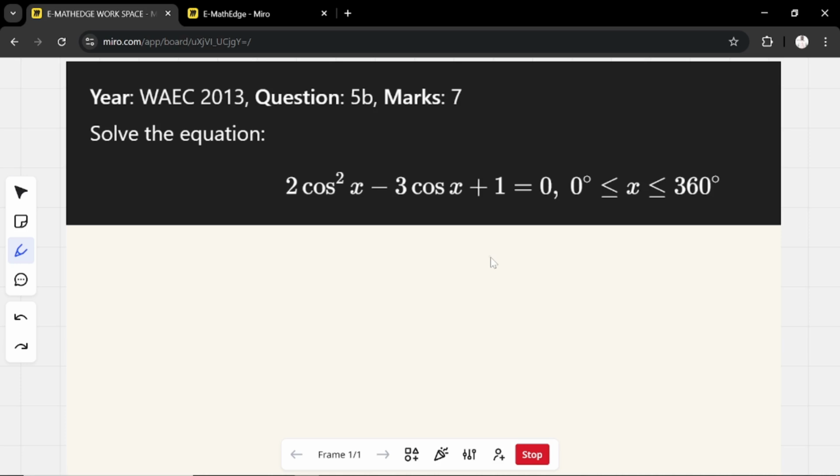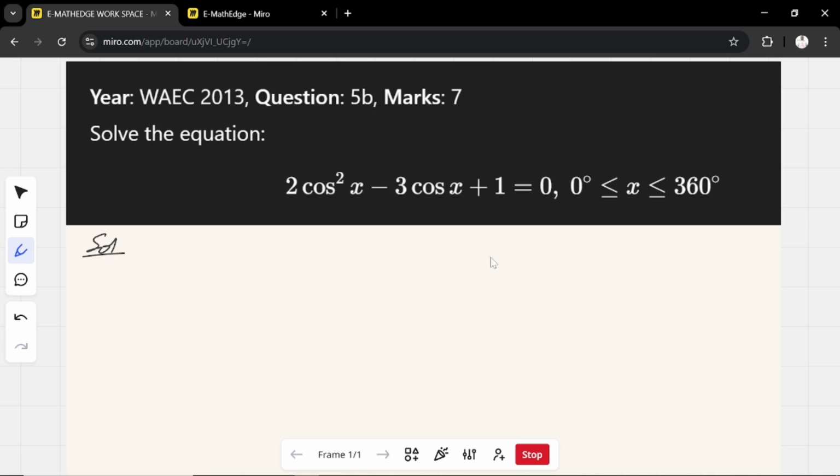So what this condition is actually saying is that whatever value or set of values you are going to obtain for x must range from 0 up to 360 degrees. So now let's go further and solve the question.